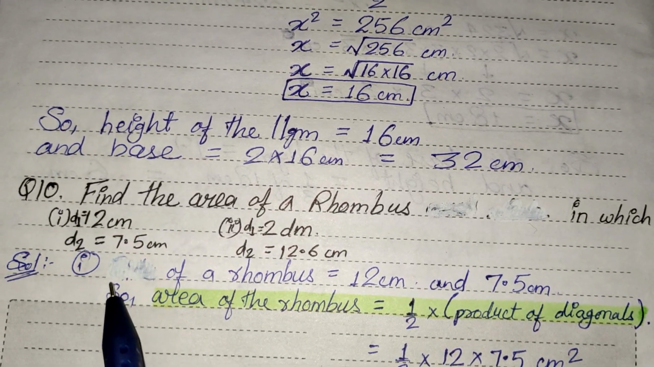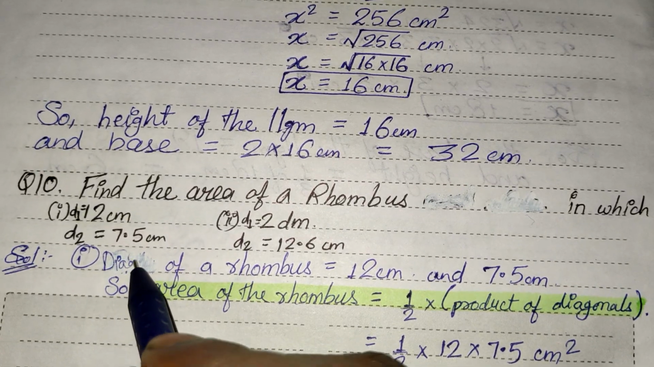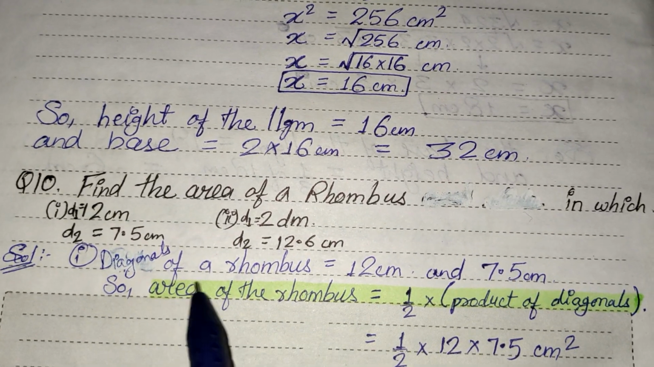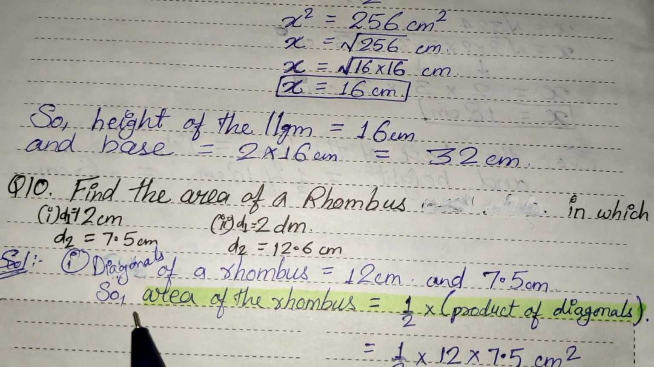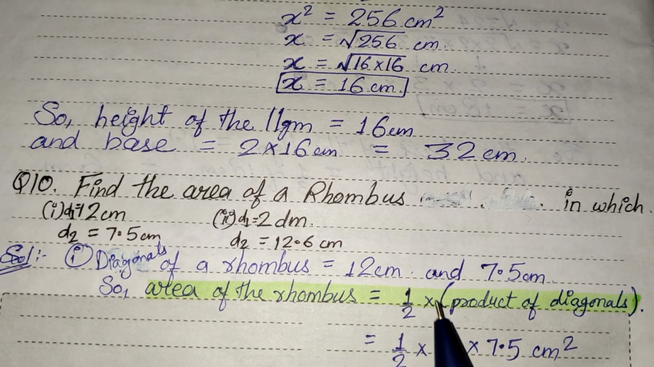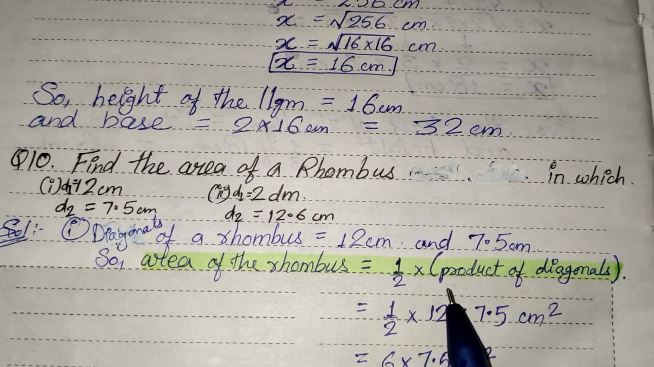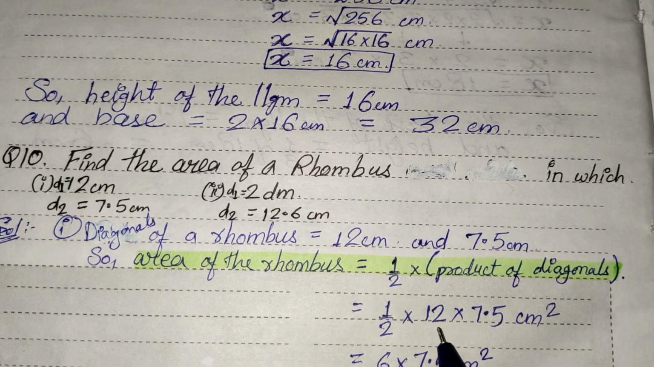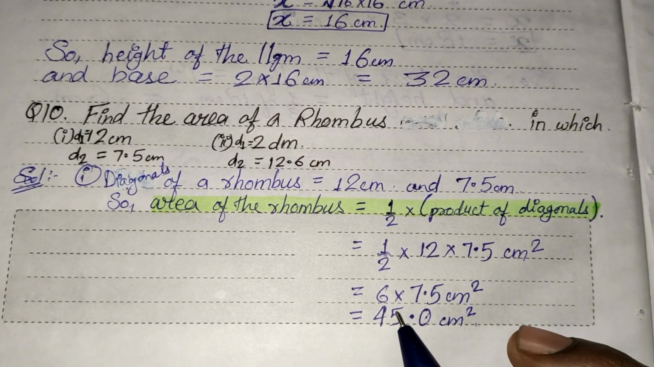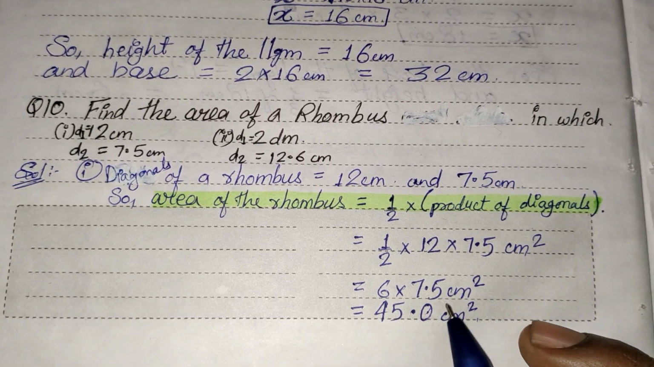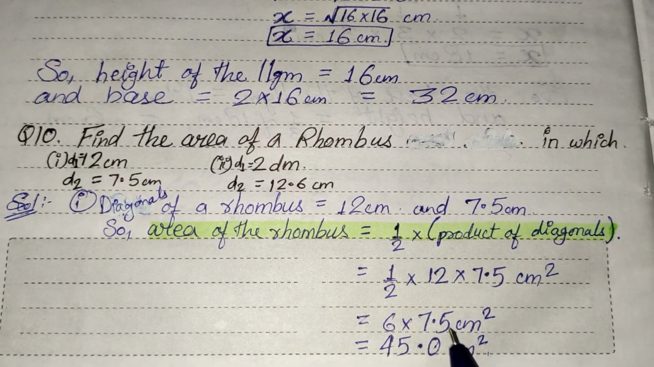We know that diagonals of a rhombus are given, 12 centimeter and 7.5 centimeter. We know that area of rhombus is equal to 1 by 2 into product of diagonals, that is D1 into D2. So 1 by 2 into D1 12 centimeter, D2 7.5 centimeter, multiply it, we have 6 into 7.5 and we have total 45 centimeter square as the area. Now see the second one.